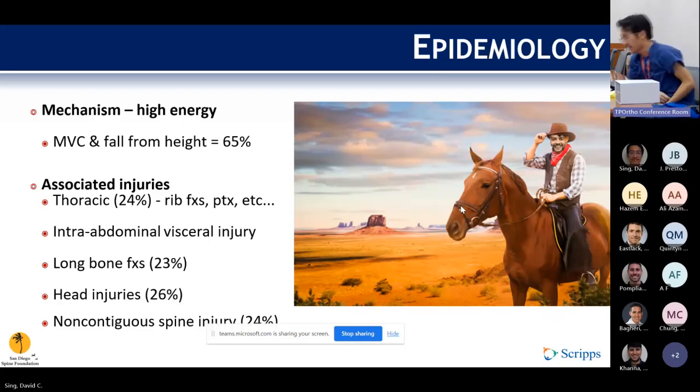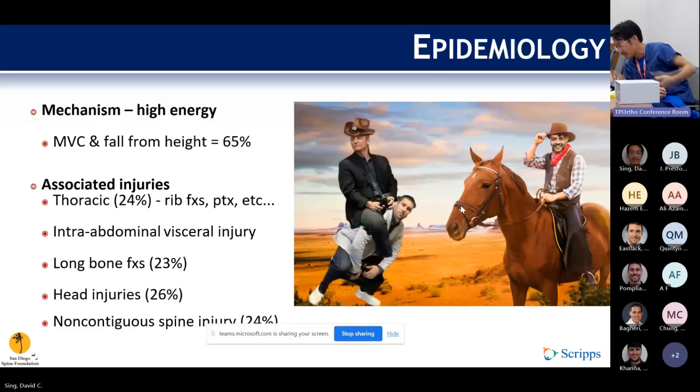Since it's a high energy mechanism, there's often associated injuries with other long bone, head injury, or skip fractures, as well as abdomen and thoracic injuries. It is notable that some species are able to, their spines are able to bear more weight and are built differently. One of those species, I'd say, is Dr. Pompliano with the unbreakable back.